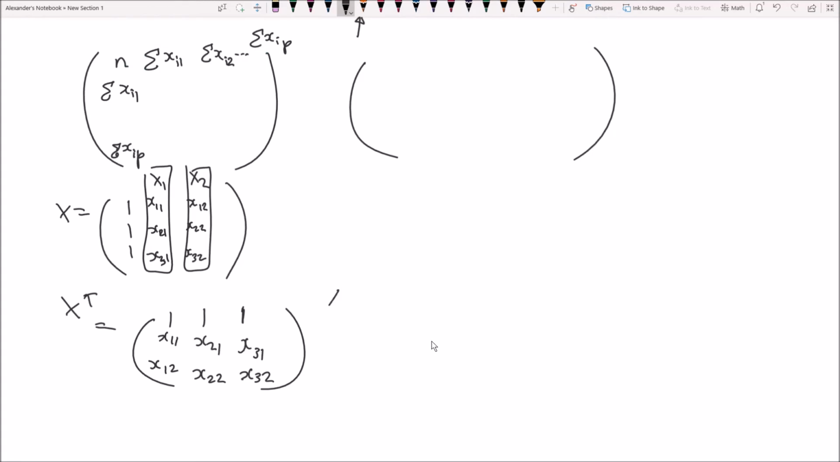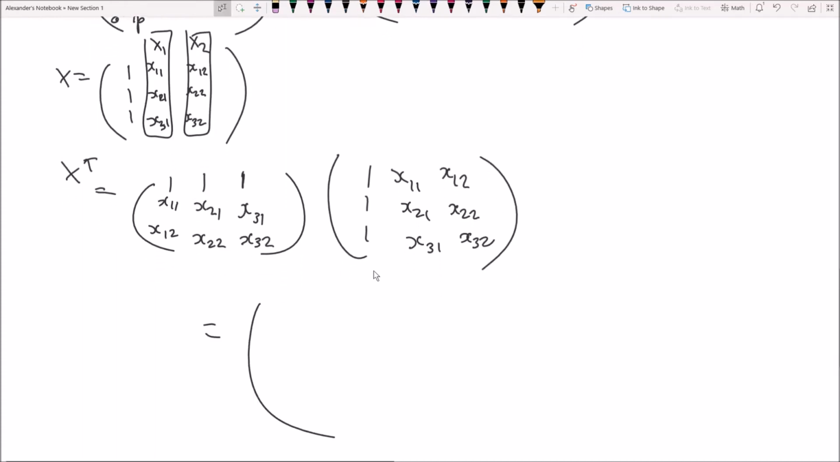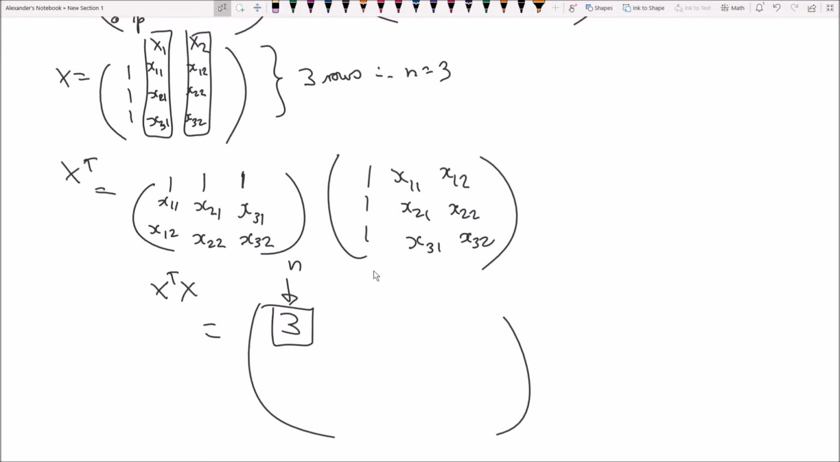So X transpose X. If we look at the very first entry, it's going to be row 1 times column 1. So we see 1 times 1 plus 1 times 1 plus 1 times 1. This is going to be 3. And 3 is n. So we've got 3 samples because the number of rows is 3. That means n is equal to 3. So always for the matrix X transpose X, the very first entry is always going to be n, the number of samples of data that you have.